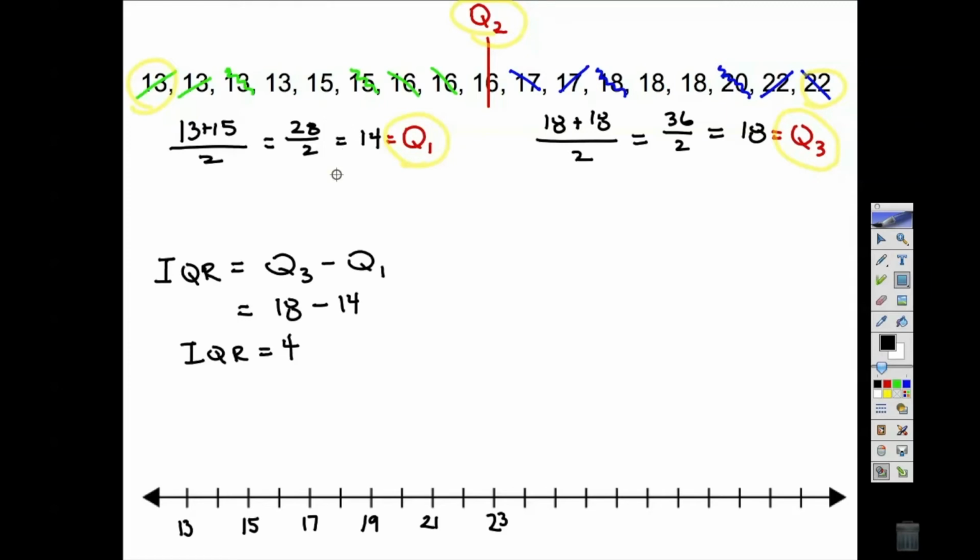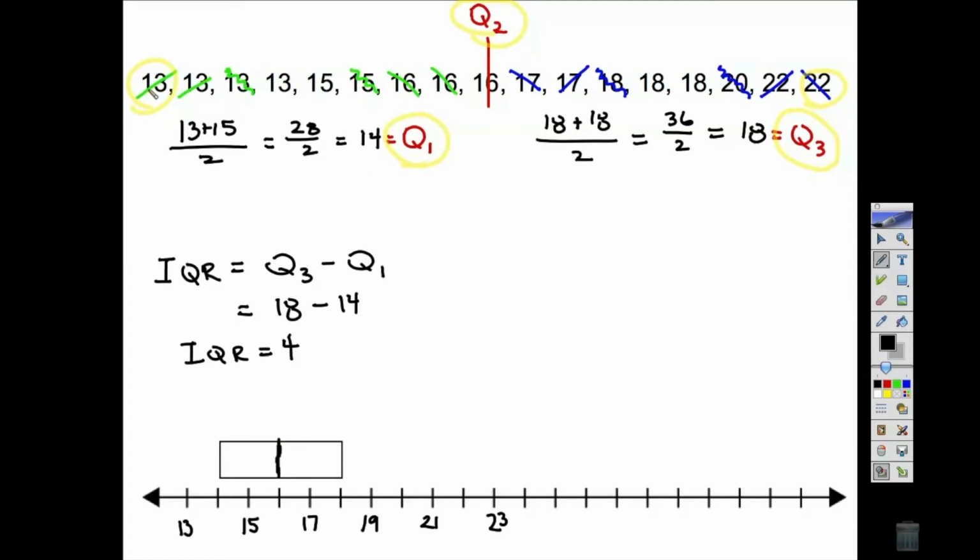Q1 starts at 14, so here's 14, and it ends at 18, here's 18. All right, there's that. We also need to put in a line at 16 for Q2. Here's 16. If I can draw a straight line, this is a straight line.